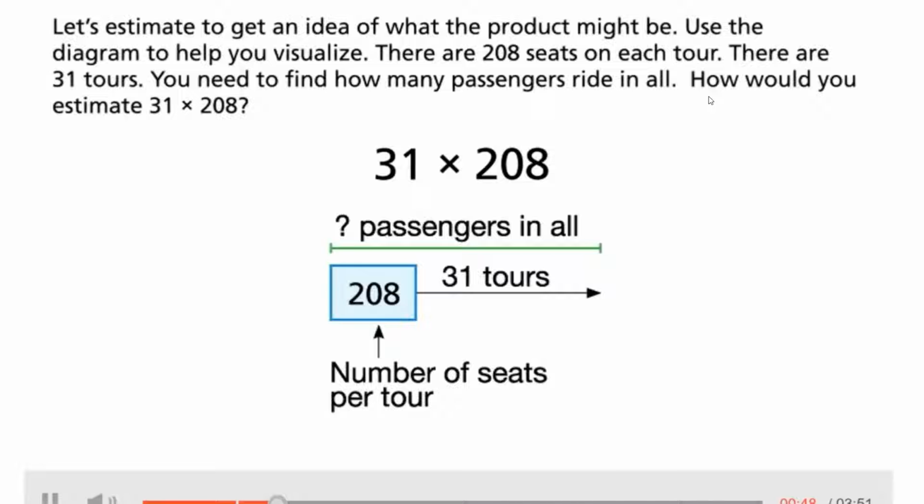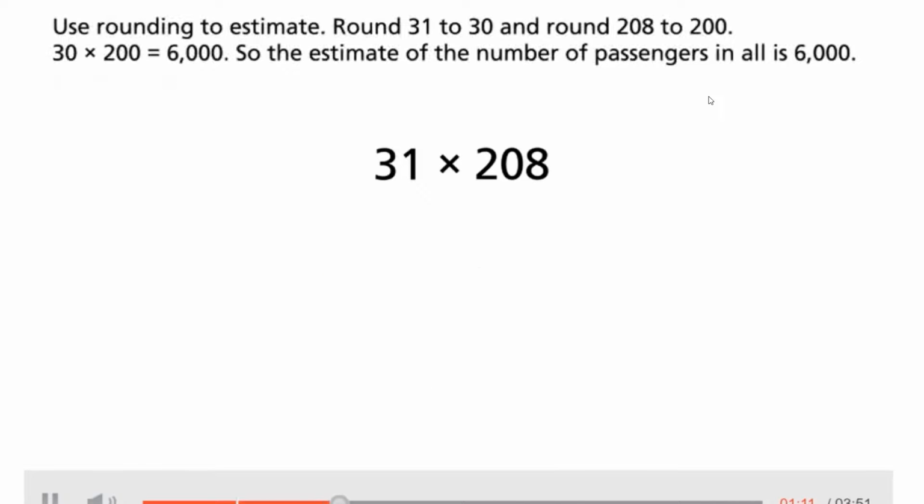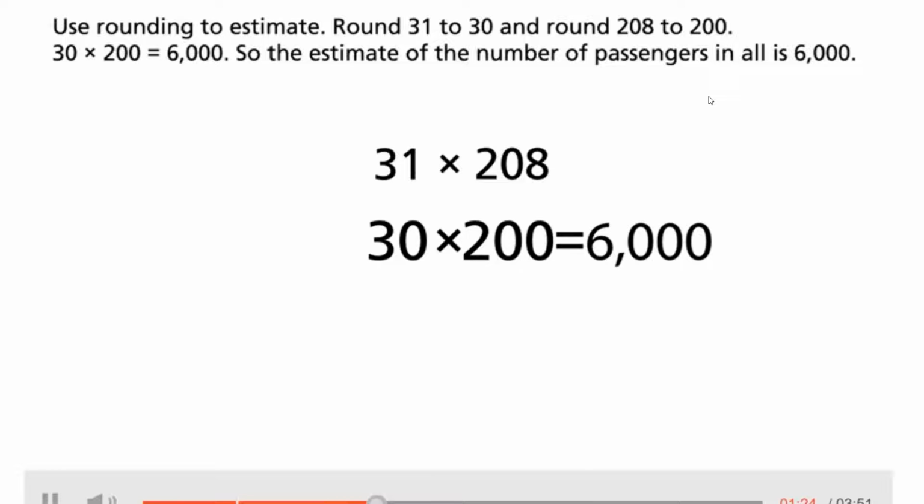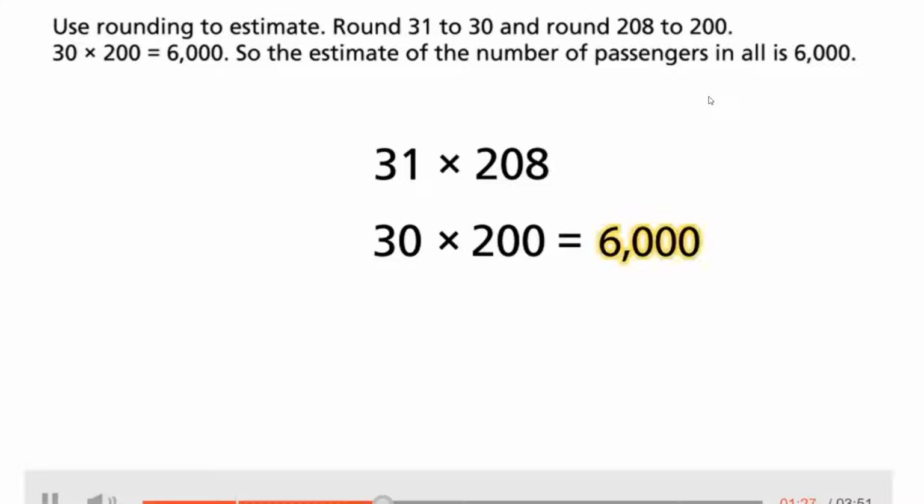Let's estimate to get an idea of what the product might be. Use the diagram to help you visualize. There are 208 seats on each tour. There are 31 tours. You need to find how many passengers ride in all. How would you estimate 31 times 208? Use rounding to estimate. Round 31 to 30 and round 208 to 200. 30 times 200 equals 6,000. So the estimate of the number of passengers in all is 6,000.